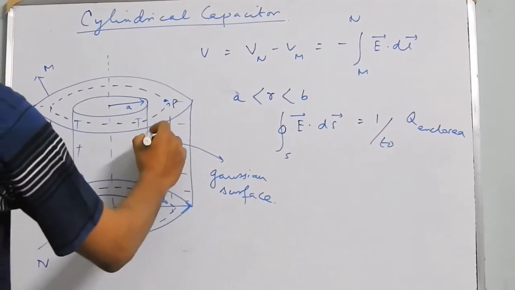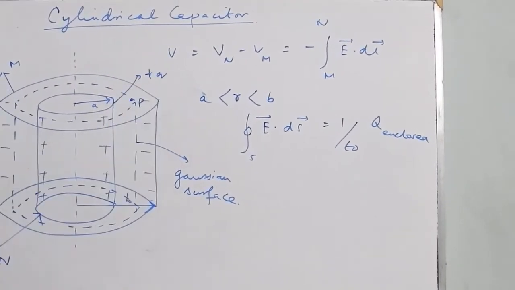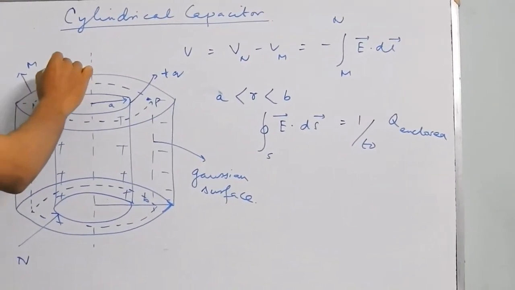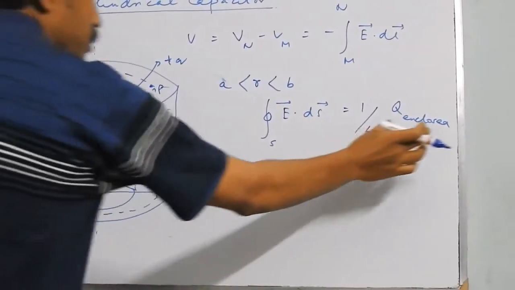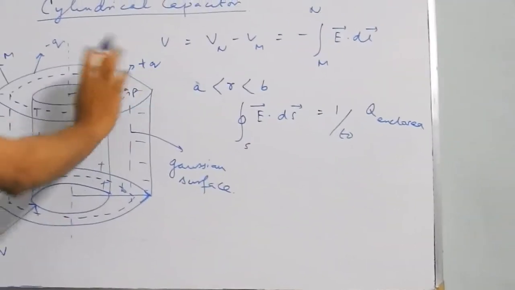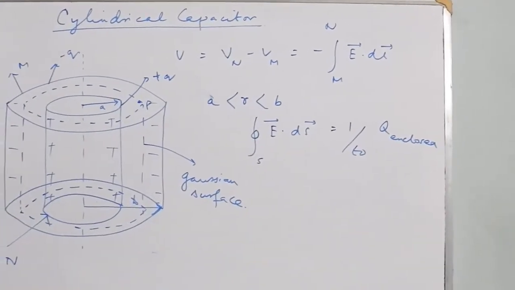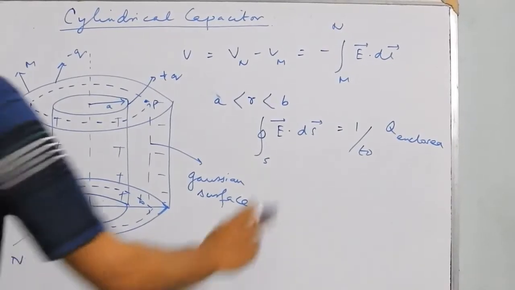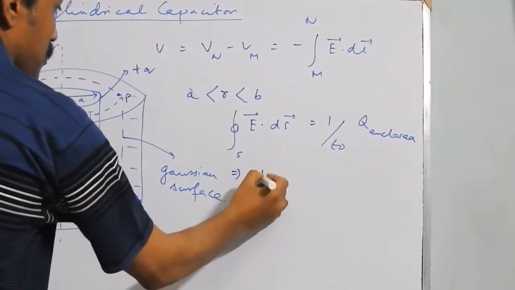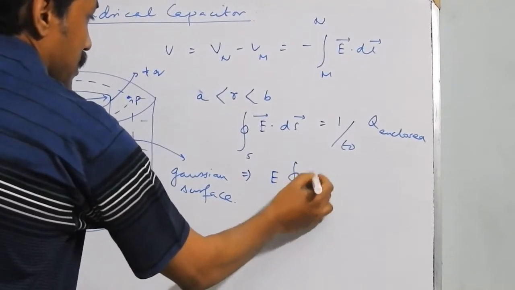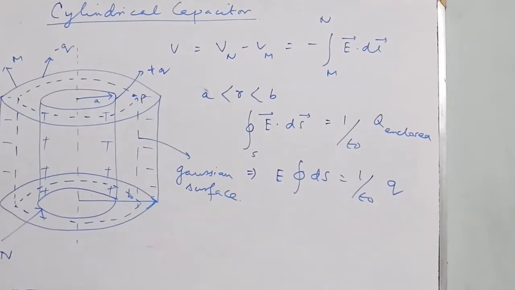So this is suppose plus q, and the outer has charge minus q. So obviously this q enclosed will become plus q or simply q. Because E vector is along the radial direction and dS vector is also along the radial direction, and E vector is uniform too, this becomes E times the integral of dS equals 1 by epsilon 0 times the charge enclosed, that is q.